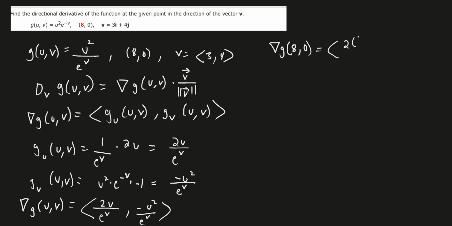So it's 2 times 8 divided by e to the 0, comma, negative 8 squared over e to the 0. That is 16, comma, negative 64.